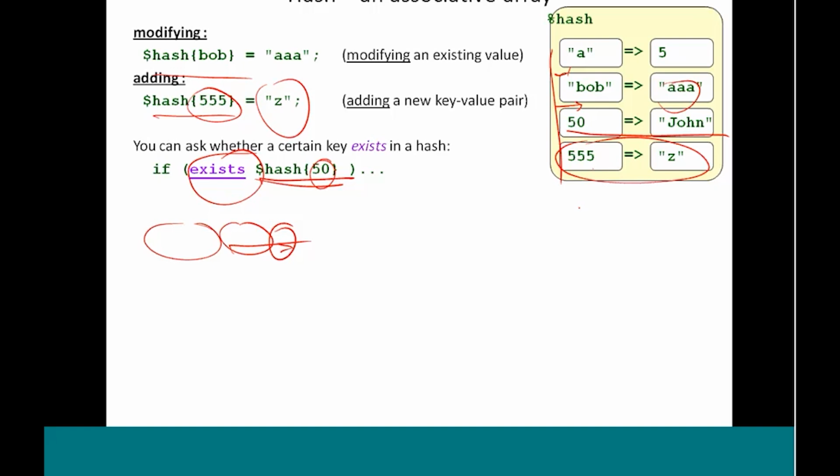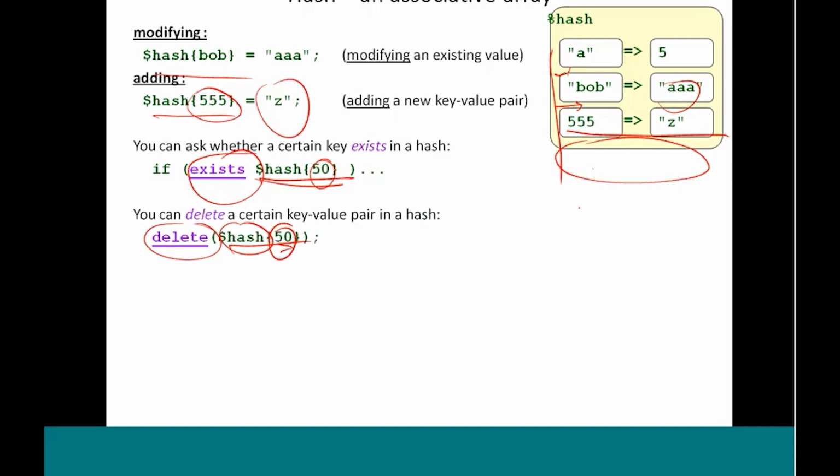Then we can delete a particular key value pair by using the delete function, and to use the delete function we have to specify the hash and the particular key. And please also note that we need to specify the parentheses here, whereas for exists we don't need to do that.